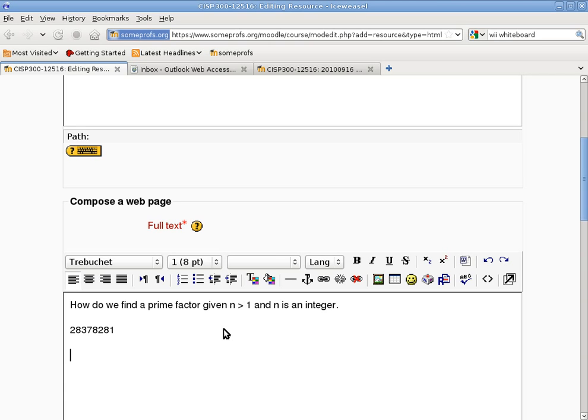So we'll say 28378281 divided by 2 is... I don't really care about this part. I know the remainder is a 1. Okay? So, do you think 2 is a prime factor of this number? Nope. Okay? So then, what do I do next?